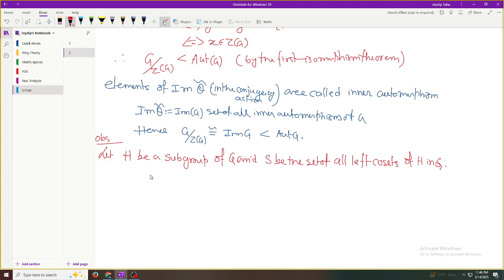Now G acts on S by left translation. That action is called left translation. What is it? If it is xH, it simply goes to gxH. Check that this is a group action, and this action is called left translation on the set of all left cosets.